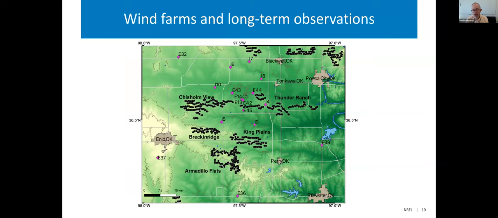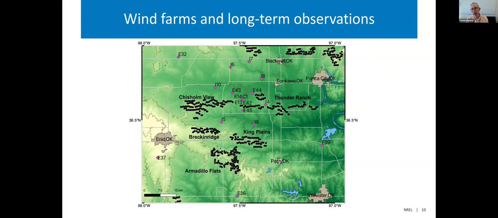And here's a closer look. Within this domain, you can see we have five different wind farms from those three wind farm owners. The biggest city is over here, Enid, Oklahoma. And then you also see some purple rectangles here, or I guess those are diamonds. What those represent are ARM instrumentation sites. As I mentioned, the ARM program contributed a lot of instrumentation to this project.